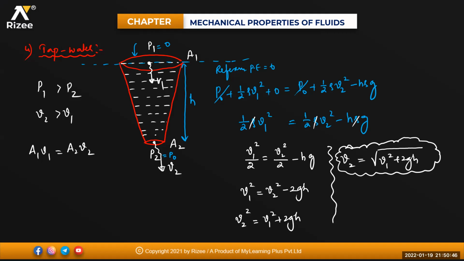That's right. Clear? If areas are given, and V2 is given, I can calculate V1 from the given relations. I can use equation 1 and equation 2 to solve the numericals. Clear, beta? Is that clear for everyone?